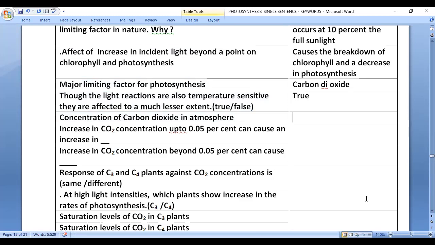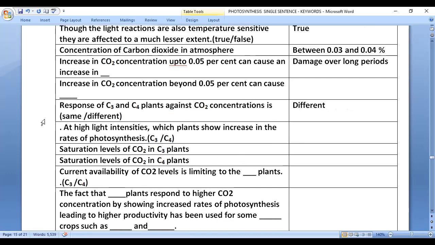The concentration of carbon dioxide in the atmosphere is between 0.03 and 0.04%. An increase in carbon dioxide concentration up to 0.05% can cause damage over long periods if it is present for a long period. Is the response of C3 and C4 plants to carbon dioxide concentration the same or different? Different.